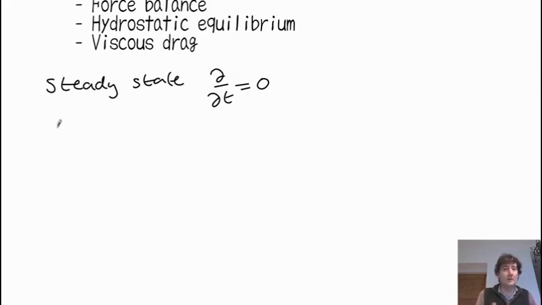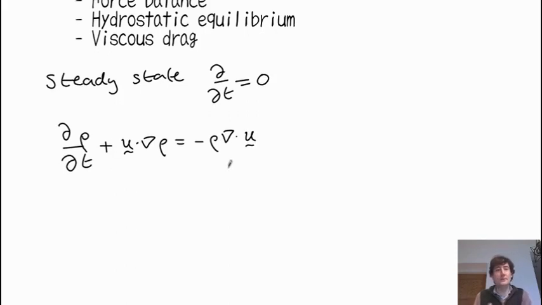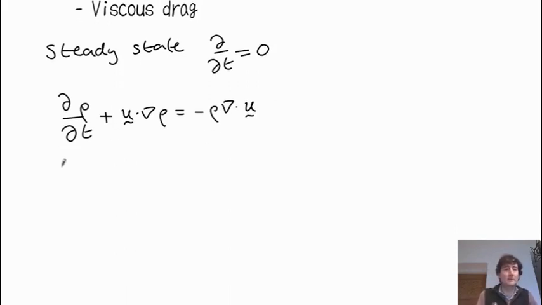So we're going to base this on Euler's equations with extra terms. And so start with the density equation. So d rho by dt plus u dot grad rho is minus rho times divergence of u. So this is just the density equation. Then we have the momentum equation. So d u by dt plus u dot grad u.